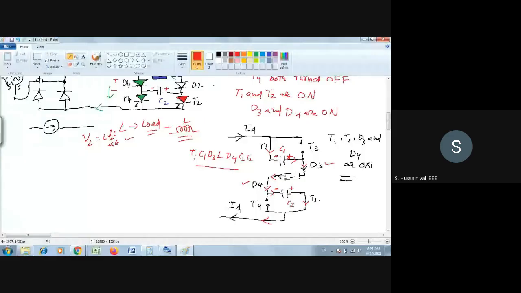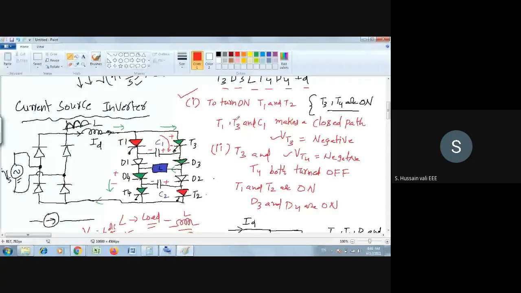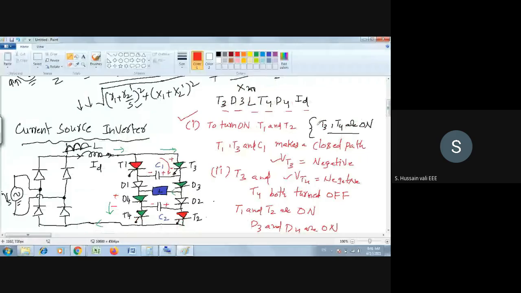You will find out right now. So how did we get this closed path? I will just repeat it once again so that you will understand. What is the closed path here? Earlier, what status have we seen? The earlier status is this green color path which I have shown you, where ID flows through T3, D3, the load, and D4, T4. That's it.